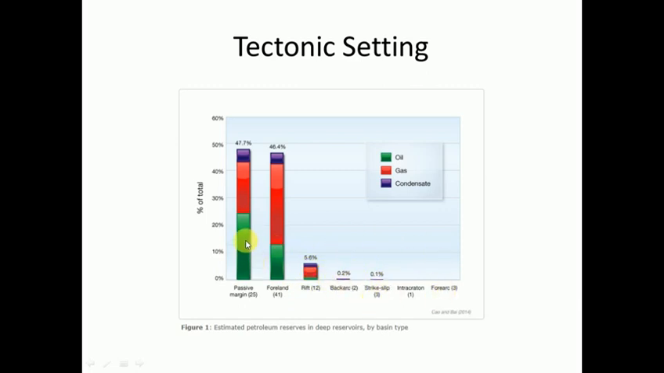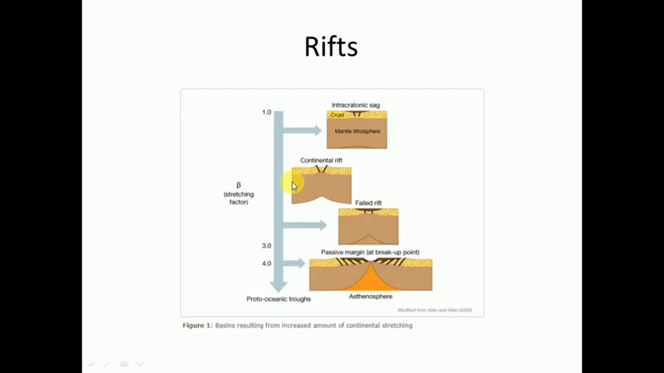And you can see the colors here, green is oil, red is gas, and then purple here is condensate, which is also economic. And so passive margins, there's more oil. That tells you it wasn't heated up that much, because oil forms first at lower temperatures. The fact that in a foreland basin there's more gas means that it was heated up or buried to larger depths.